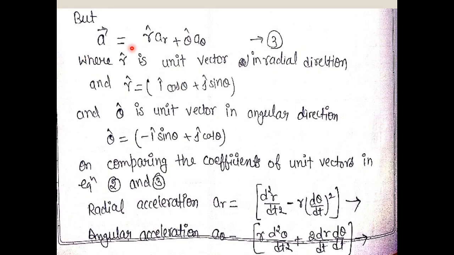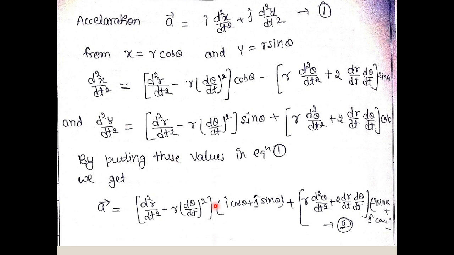But we know A equals r cap A_r plus θ cap A_θ, where r cap is the unit vector in the radial direction, equal to i cap cos θ plus j cap sin θ, and θ cap is the unit vector in the angular direction, which is minus i cap sin θ plus j cap cos θ. On comparing this equation with this, we get this is r cap and this is θ cap, and also this is A_r and this is A_θ.